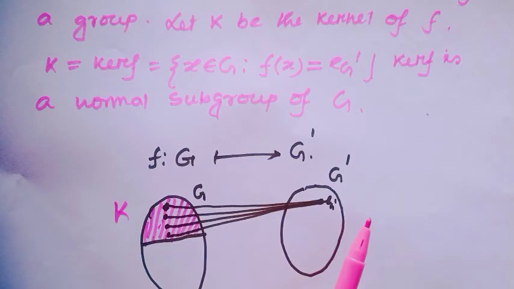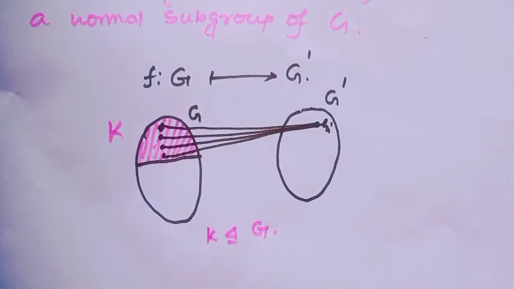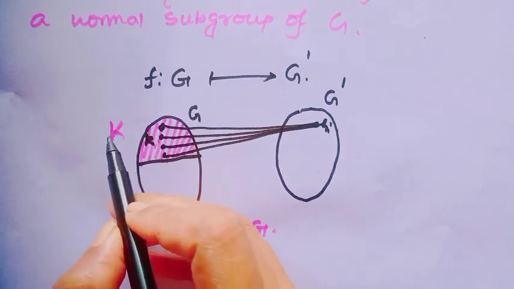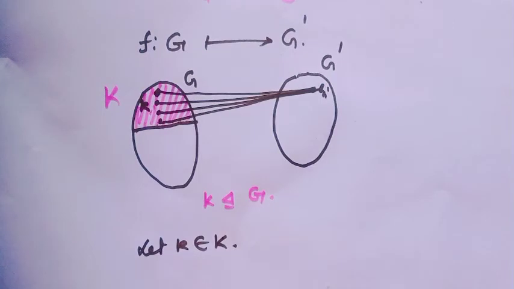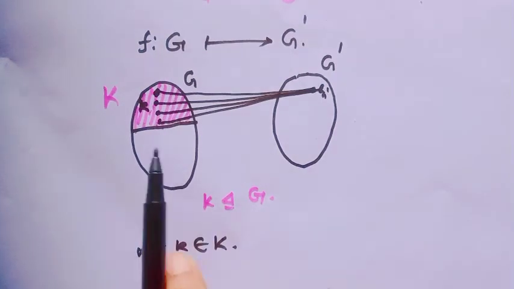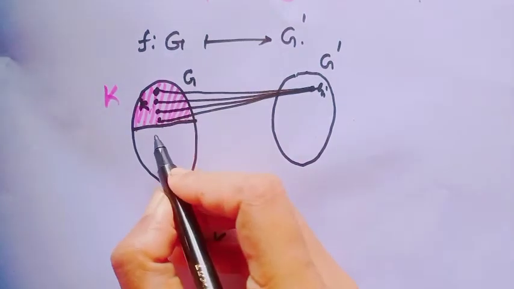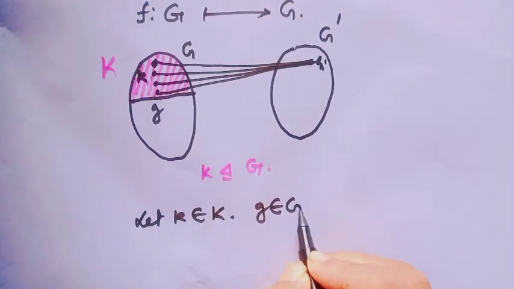Now we need to show K is a normal subgroup of G. That means we need to show K is closed under conjugation by G. Pick an element small k in the subgroup capital K, and pick another element g from anywhere in the group capital G. Let this be g, which belongs to capital G.